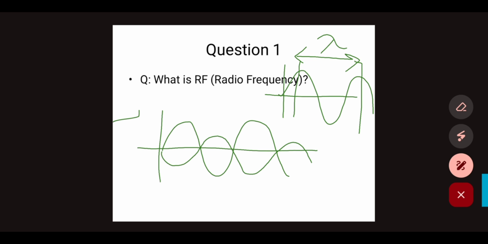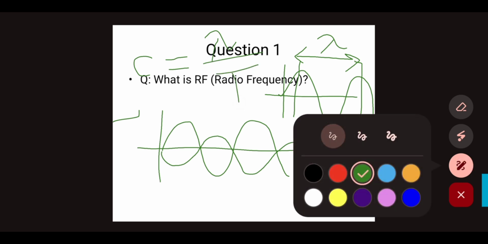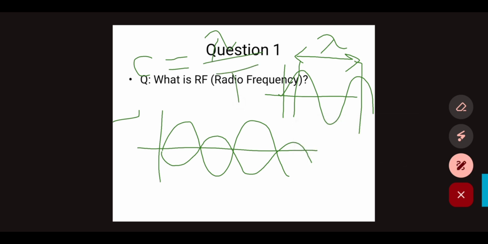Because we all know that the speed of light is equal to distance over time. So we can also write this as: speed of light is wavelength, and 1 over time is the frequency. So we have this relationship here, that speed of light is wavelength times the frequency.